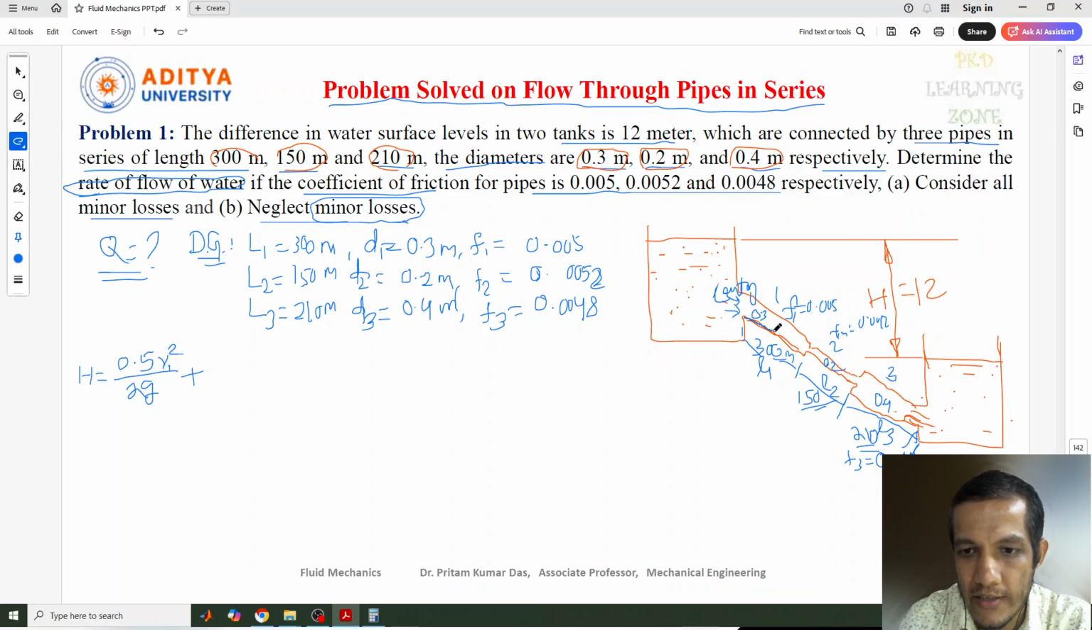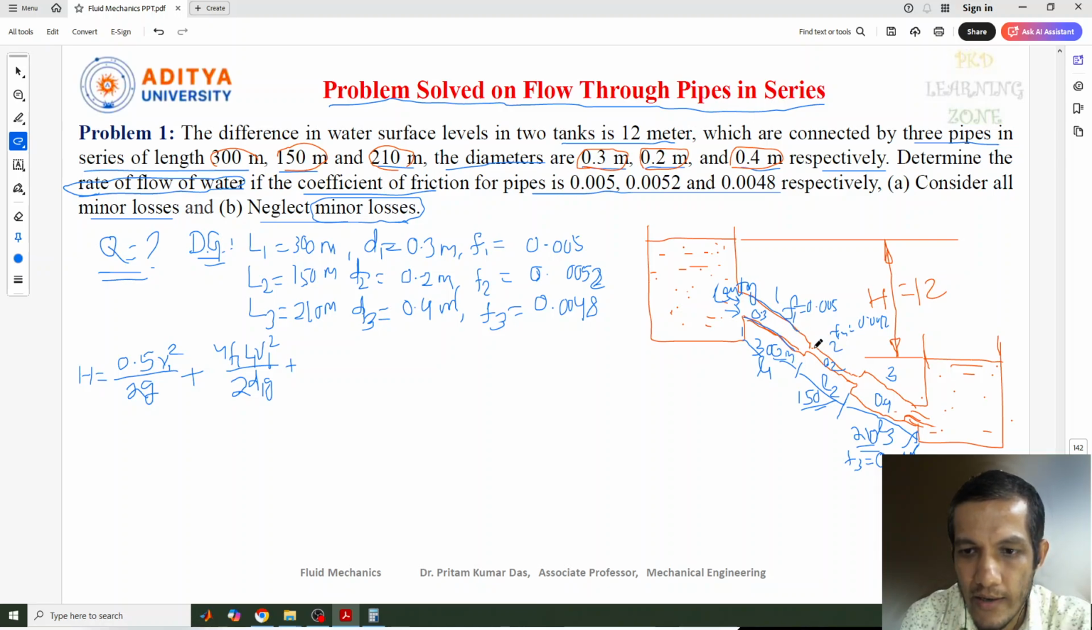Then after that there is fluid flow in this pipe, so this is major loss. So the major loss in this pipe can be considered as 4F1 L1 V1 square by 2D1G. Similarly, plus, this is the first one gone.